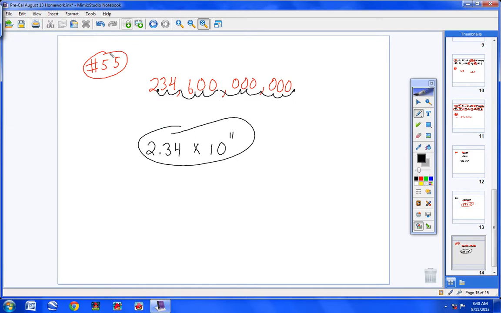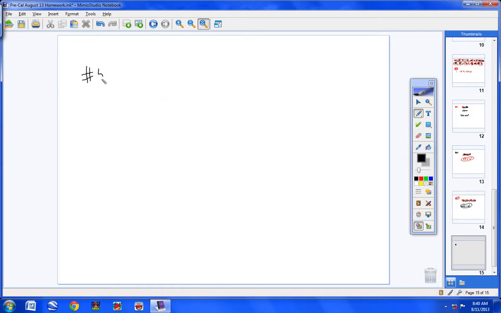Okay, let's move on to number 57. 0.00104. Okay, let's write this in scientific notation. Remember, you're going to want to move the decimal to right here so that you have 1 digit, this 1, to the left of the decimal.